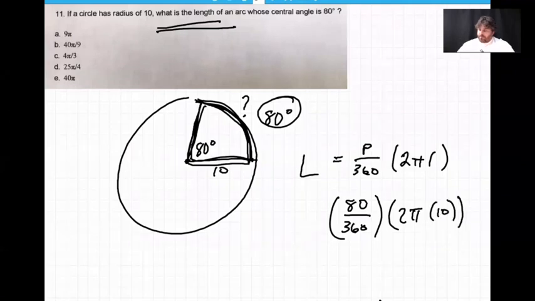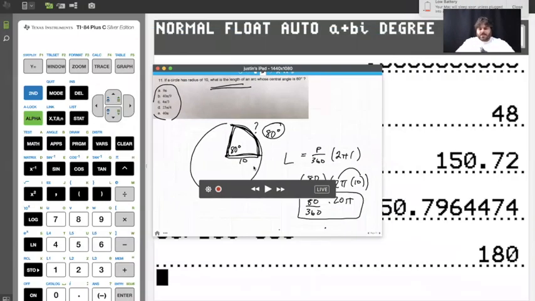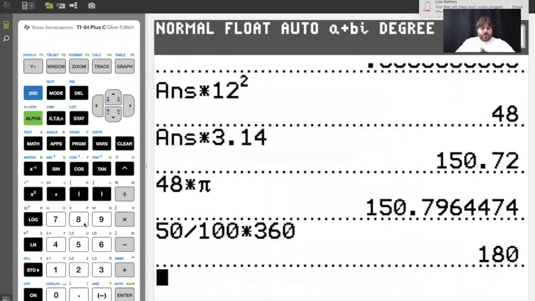So radius is 10. So 10 times 2 is 20, so we get 20 pi times 80 divided by 360. Now real quick, do I need to actually calculate a decimal, or do I leave this in terms of pi? All I do is look at my answers. All my answers have a pi in them somehow. So I don't really care about the pi. The pi will just come along for the ride. I need to know what 80 divided by 360 times 20 is.